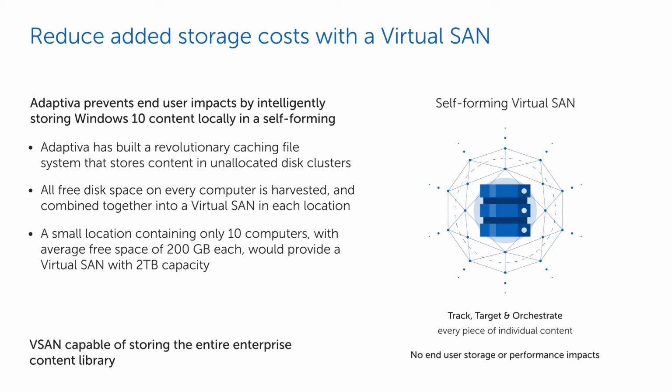All free disk space at each location is gathered together to create a virtual SAN. So a small location that only has 10 computers, with each computer having an average free disk space of about 200 gigs, provides enough space for a virtual SAN to create something with 2 terabytes in capacity, meaning your virtual SAN is capable of storing the entire enterprise content library at each location without needing a server infrastructure behind it.